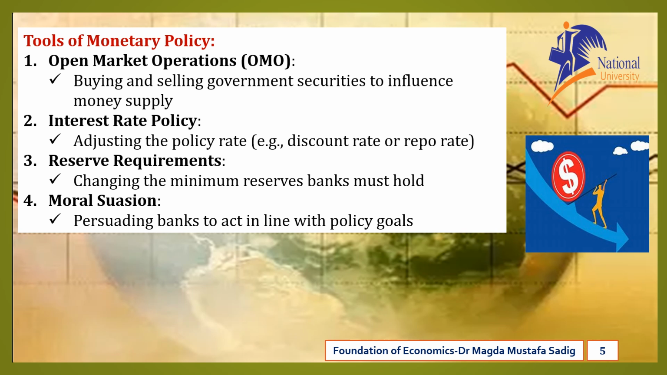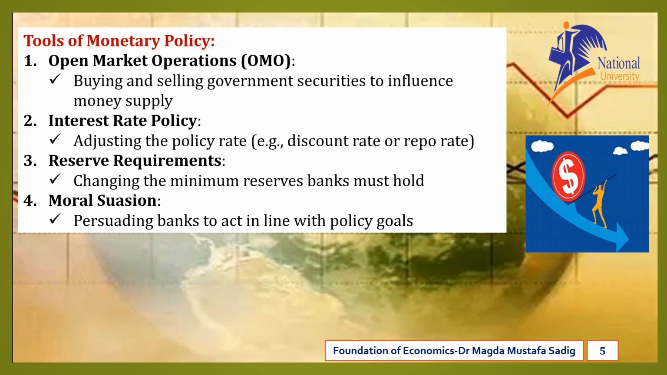Third, reserve requirements. This refers to the minimum percentage of deposits that commercial banks must hold in reserve, either in their vault or with the central bank. Lowering reserve requirements so banks can lend more expands the money supply. Raising reserve requirements, banks lend less, which contracts the money supply. So this tool is rarely changed, but when used, it has a strong impact.